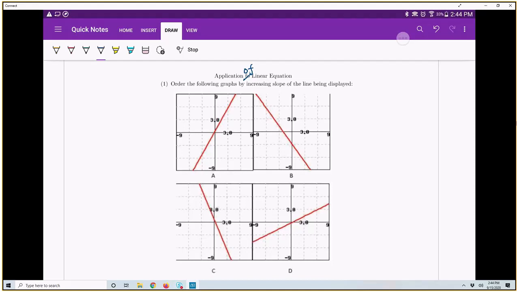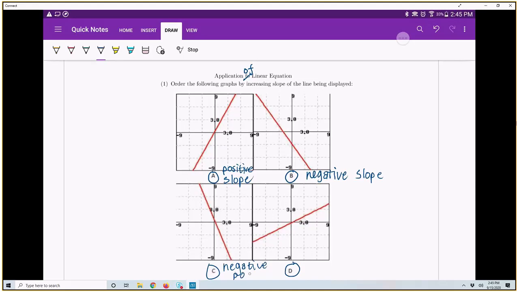Now we know from our last lecture that A and D are the graphs of lines with positive slope. We know they have positive slope because as we move from left to right, the graph is clearly increasing. On the other hand, B and C are decreasing as we move from left to right. So these are graphs of lines with negative slope. So B and C have negative slope, A and D have positive slope.